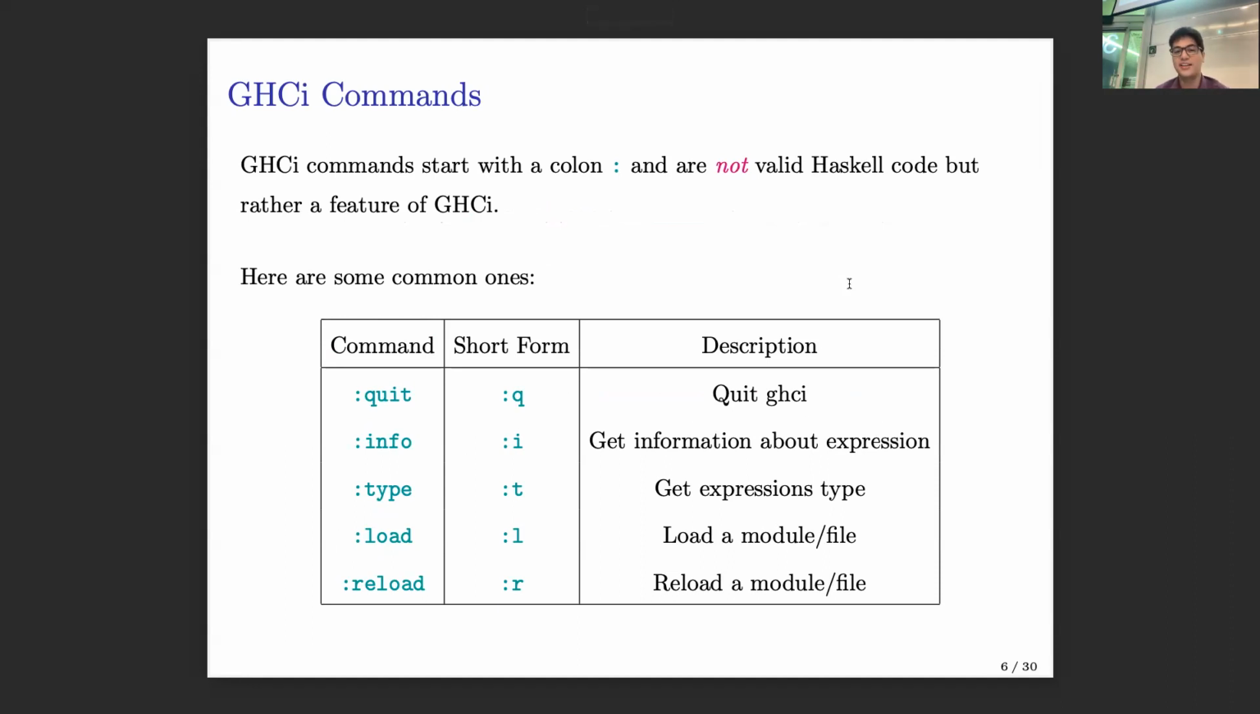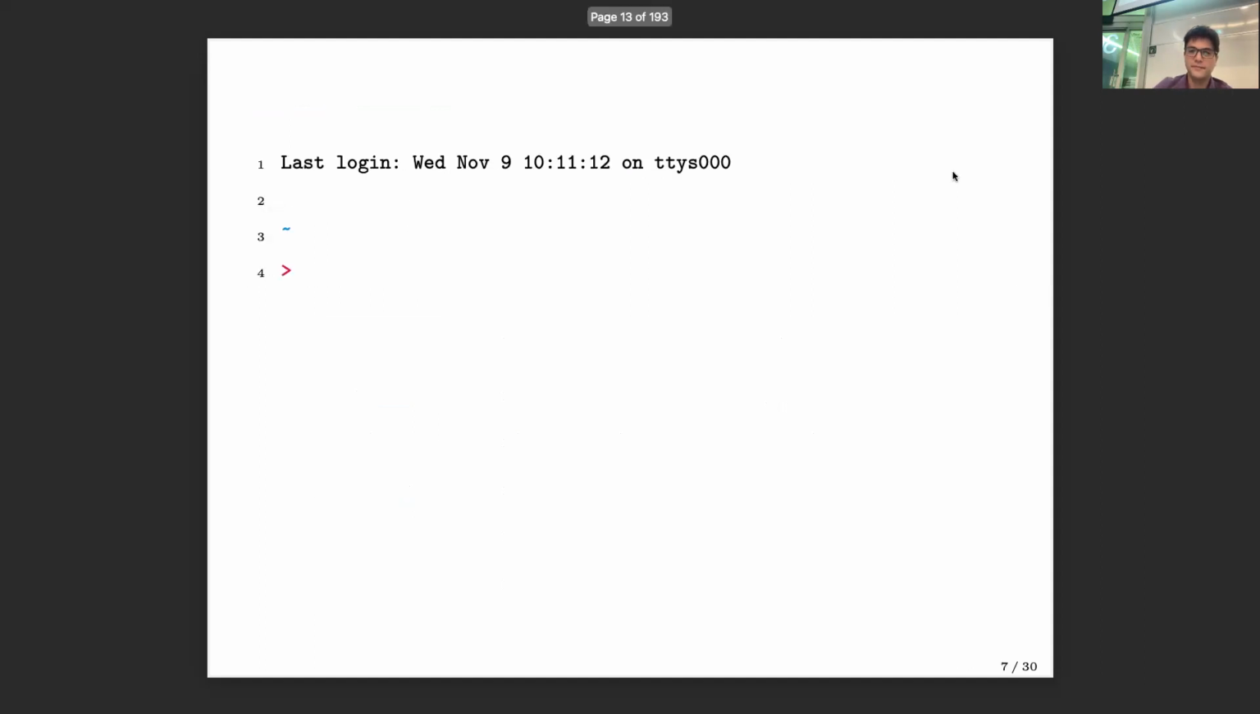So quit, you can just say Q; info, you can just do I; type, you can just do T; load, you can just do L; and reload, you can just do R. Okay, so what I'm going to do in my slides is simulate a Haskell session or my bash. So whenever you see this chevron here, you can just assume I'm working in the terminal.